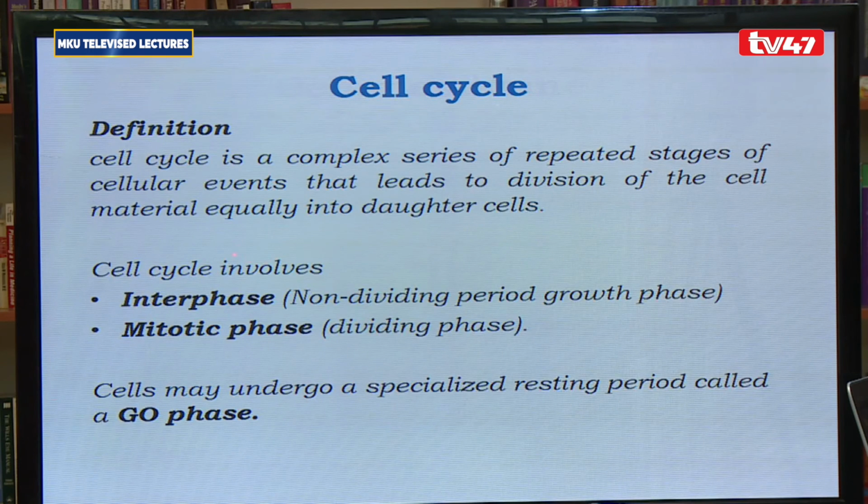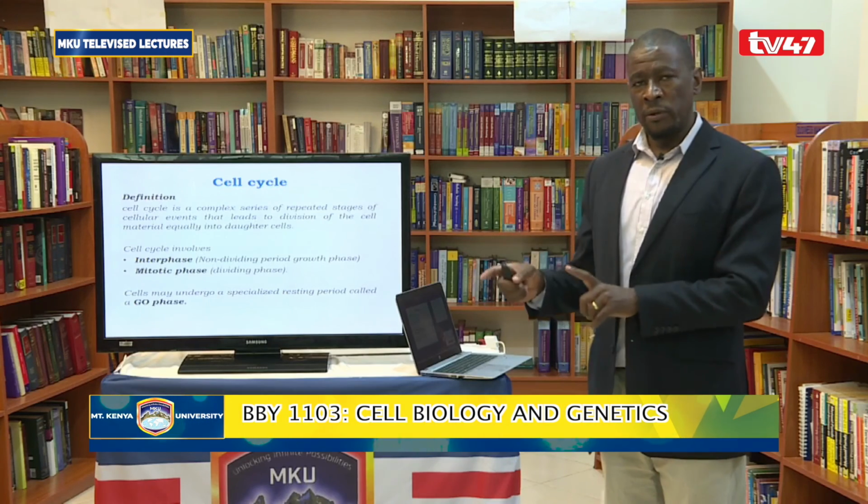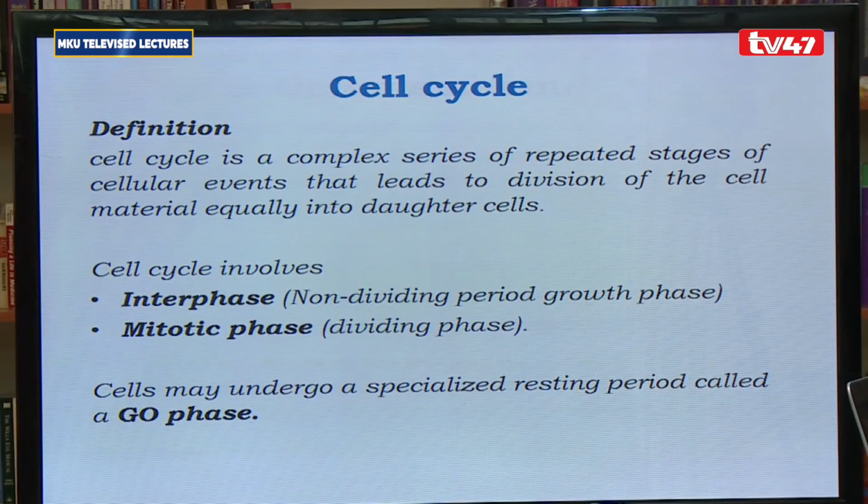So the cell cycle involves two phases. There is the interphase. This is the non-dividing stage. This is when the cell is growing and it is preparing itself for division. And then we have the mitotic phase. This is now the phase where the cell is dividing into two.